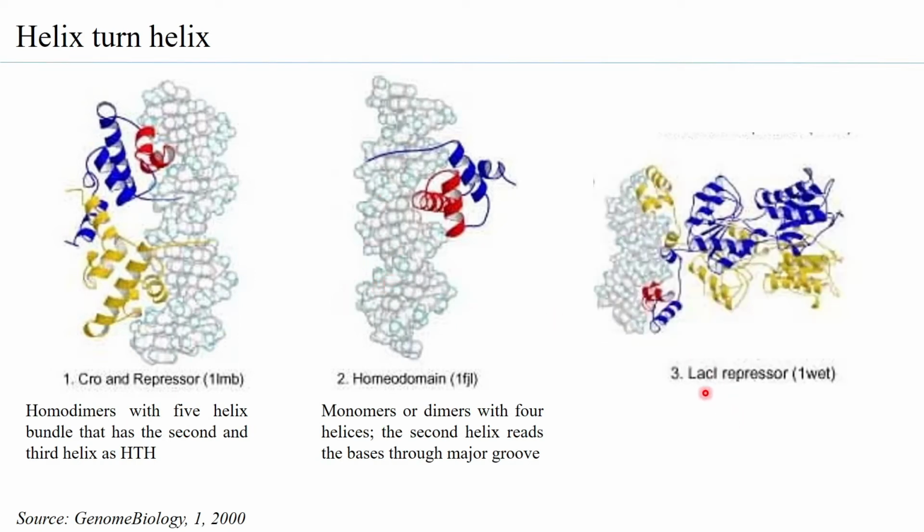The third family is the LAC1 repressor, and we all know that LAC1 repressor is the main regulatory protein of the LAC operon. This LAC1 repressor is able to bind to 2 half sites, which is the operator region overlapping the promoter region. And when the LAC1 repressor is bound to the operator region, the LAC operon is switched off. So the LAC1 repressor is again a dimer.